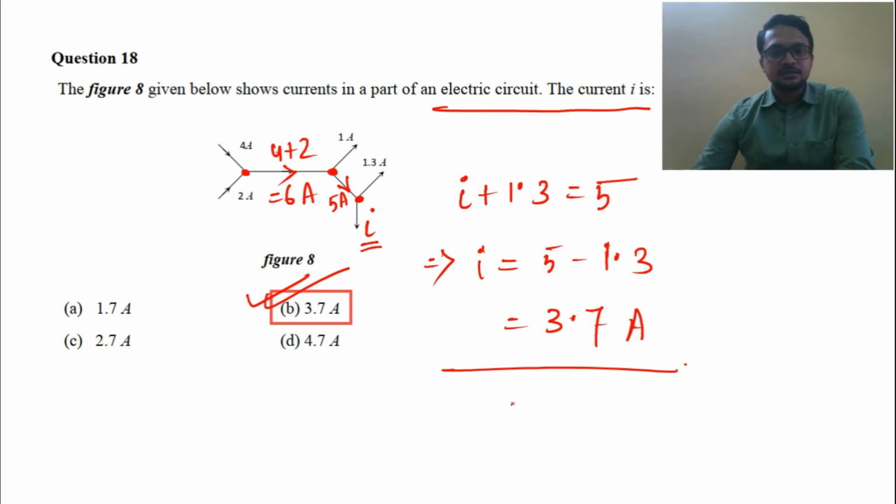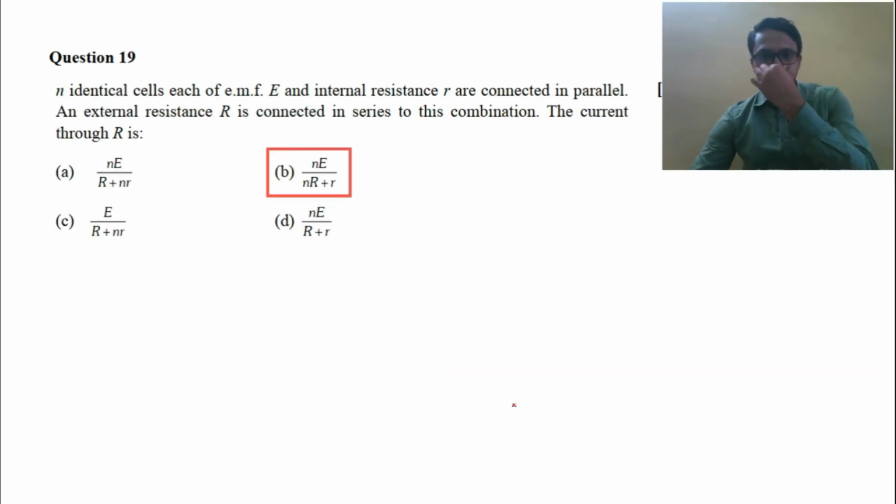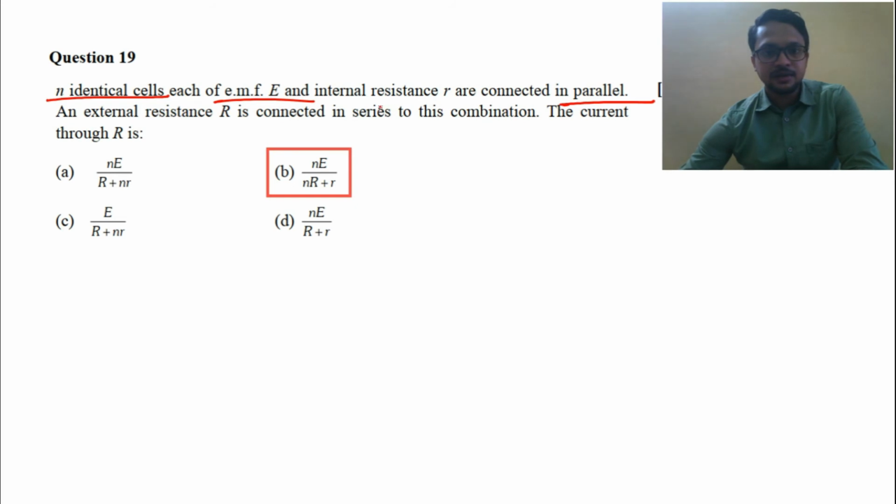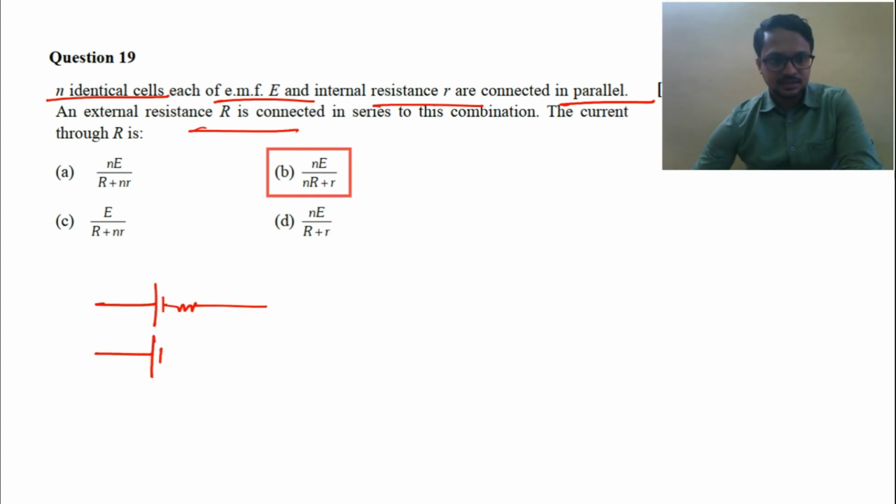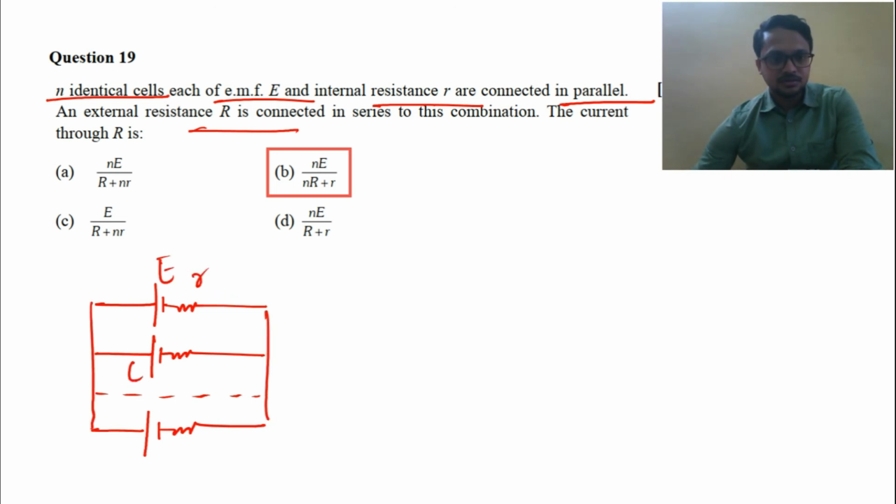Going to next question, question number 19. Yes, this is question number 19. Parallel combination of cells. N identical cells, each of EMF E, internal resistance r, external resistance capital R. Suppose this is a cell with internal resistance, this is another cell with internal resistance, all are identical, and in this way there are N of them. Here EMF E, r, this one also EMF E, r, this one also EMF E, r.